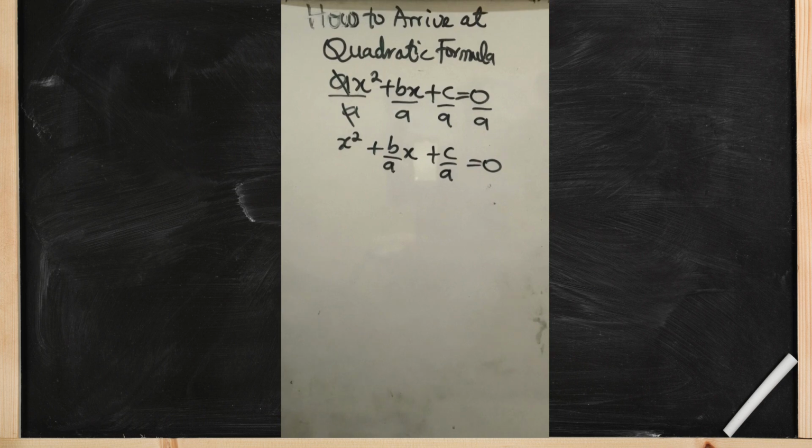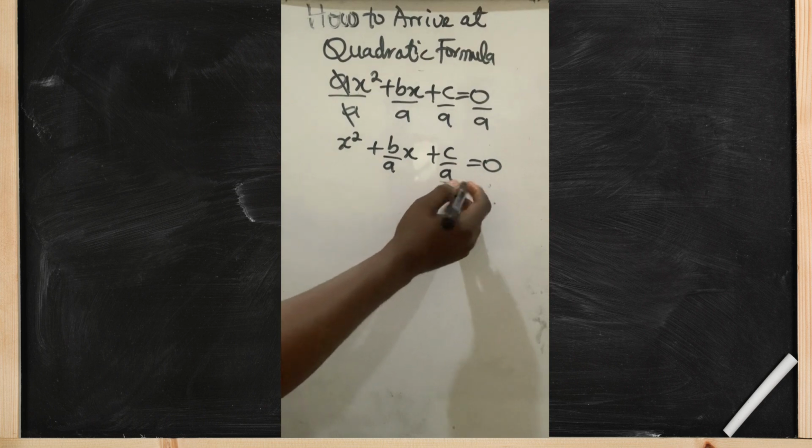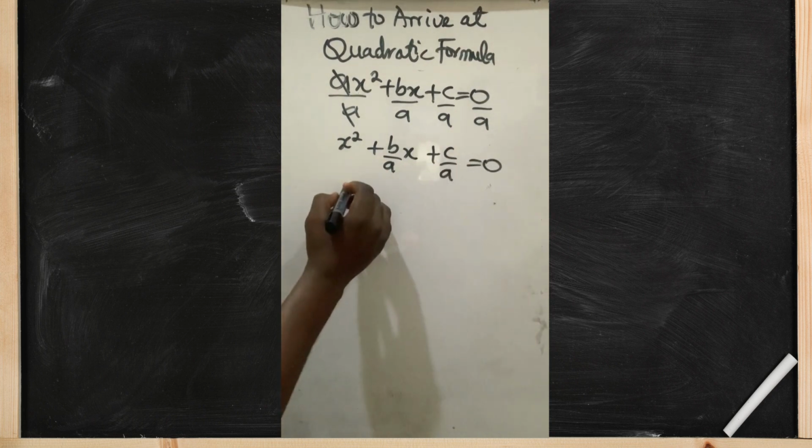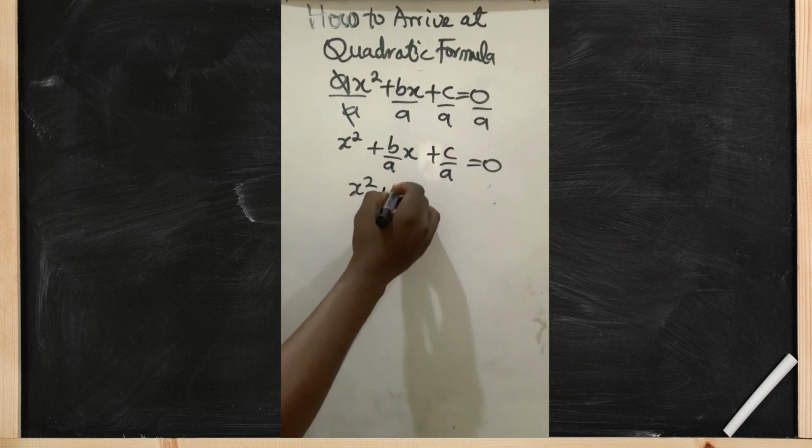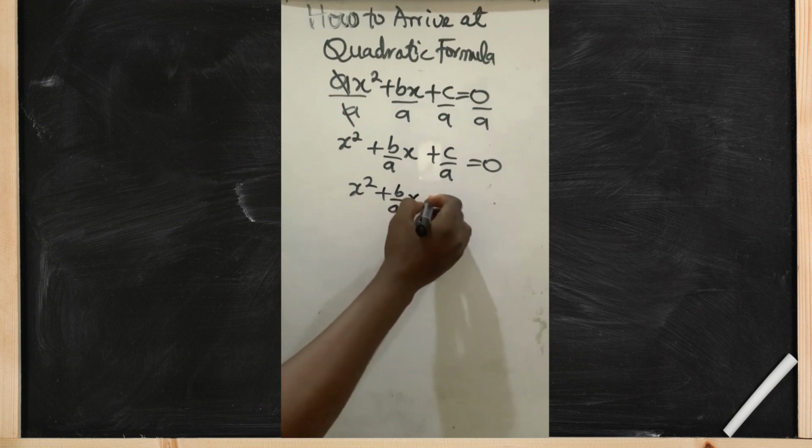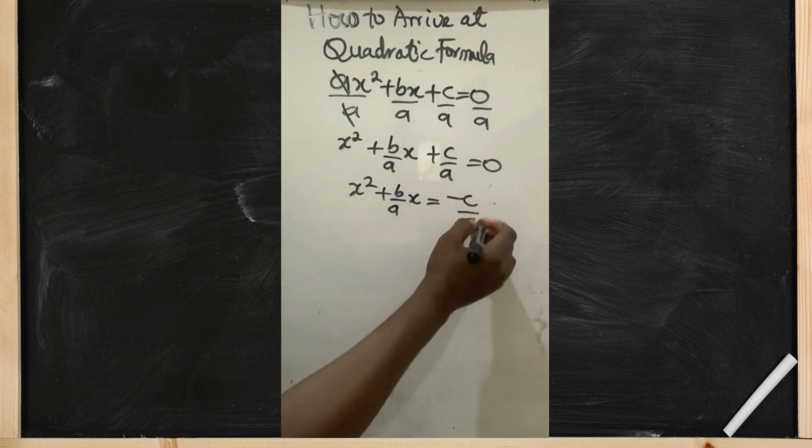Please follow me keenly. For further mathematics students and for mathematics students that are in SS3 or maybe SS2 preparing for GCE, you may be asked questions like this. Now, x squared plus b over a x plus c over a equals 0. The next thing is to collect like terms of the constant. By the time you take this constant that is not having any variable with it to the other side, then it becomes x squared plus b over a x equals minus c over a.